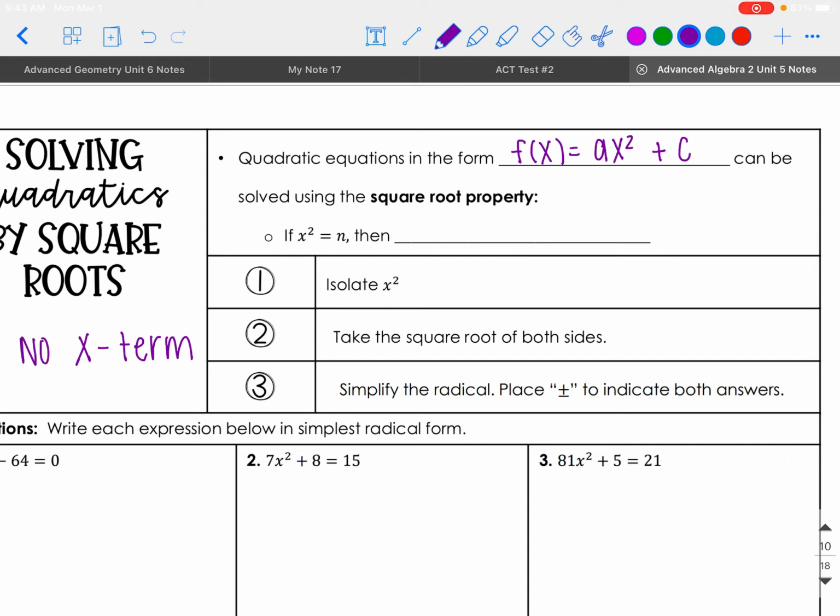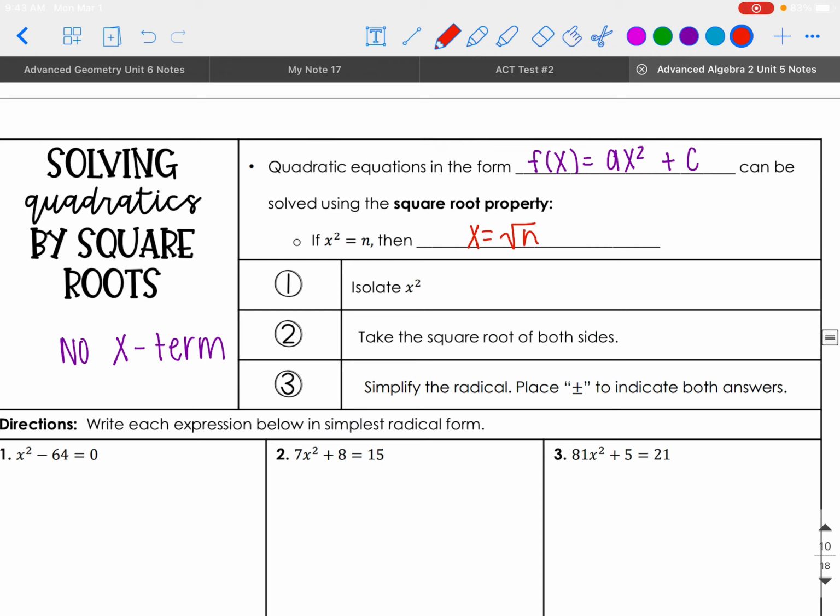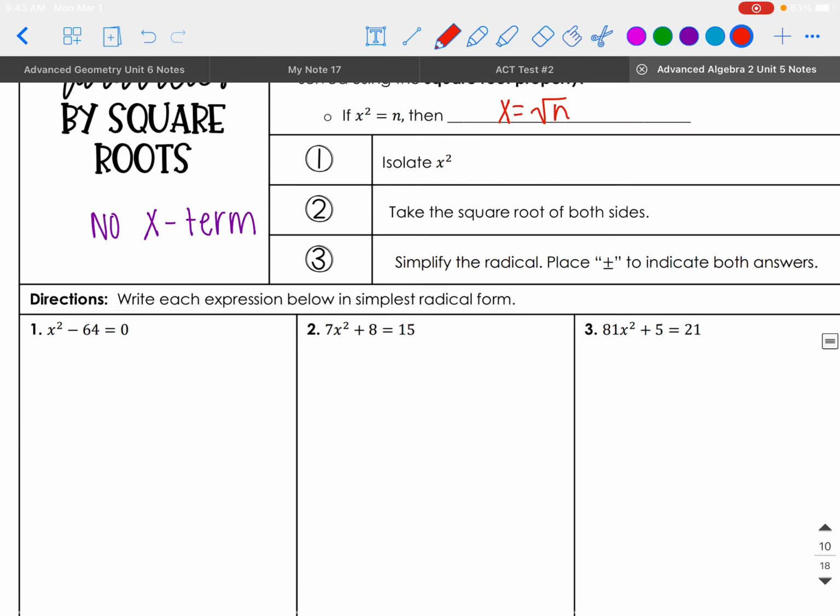So let's finish this bullet. If x squared equals n, then x equals the square root of n. So if we're going to get x by itself, we got to take the square root. So when we're solving these equations, we want to isolate x squared, so get x squared by itself, then take the square root and put a plus or minus with it.